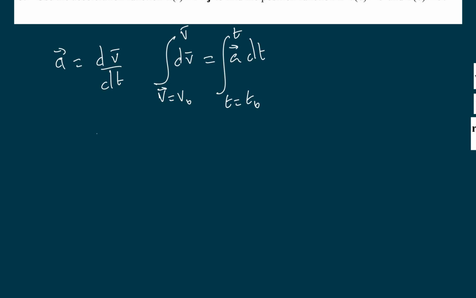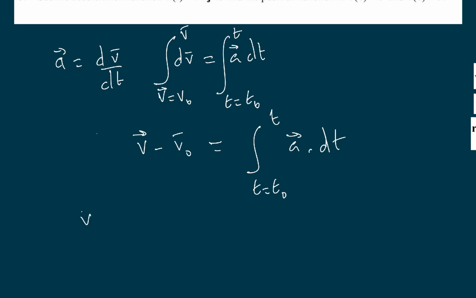In case the vector acceleration is constant, I can take it out of the integral, but in the general case I have to integrate a vector equation. So what is the integral of dv? The integral of dv is v minus v0, the vector v minus the initial vector velocity. This is the integral from t equal t0, t0 can be 0, to the upper limit t, of the vector acceleration dt. In our case, the vector acceleration is a constant vector, the vector i plus j.